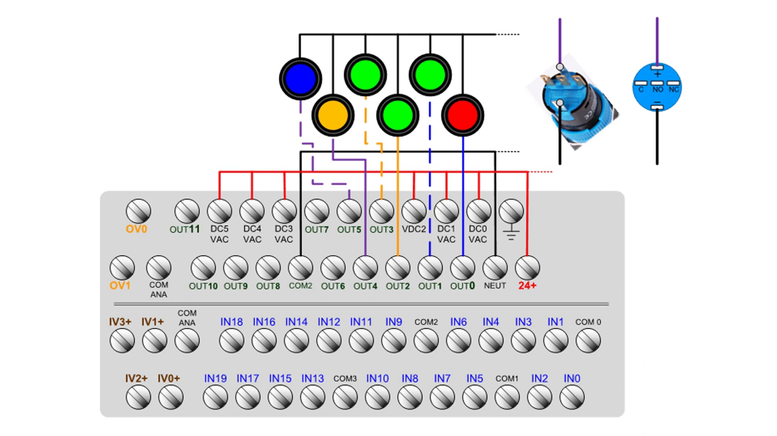And then again, you see that we have the red all jumpered, even though we're not using output 7, 8, 9, 10, or 11. They're already jumpered up just in case you want to use them.